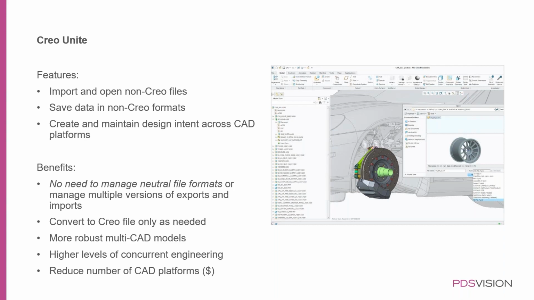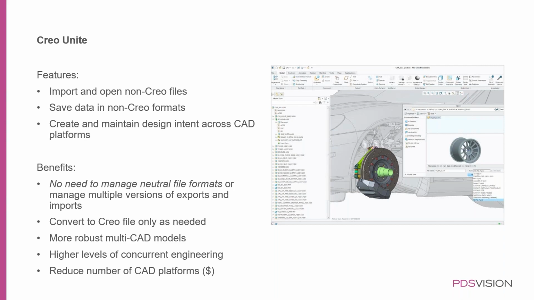So specifically the benefits here, the main one in my mind is no need to manage neutral file formats or manage multiple versions of exports and imports. So that same process I just mentioned, without this tool, you have to go into SolidWorks, you make a change. You then export the file as a neutral file format, so not a SolidWorks or a Creo file, something like a STEP file.